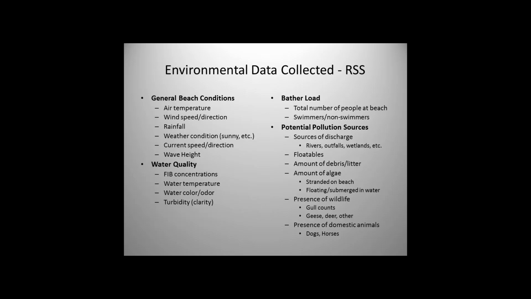Here's an example of some of the environmental data that we collect using the routine sanitary survey tool. The form is broken up into a few categories. The first is your general beach conditions. So we record things like air temperature, wind speed, rainfall, weather conditions, whether it's sunny or cloudy, the current speed, direction, wave height. Again, very simple things to record, but this gives us an astronomical amount of data to work with.